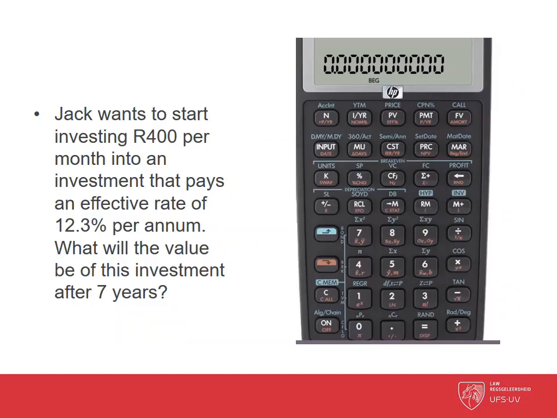Okay, so the last example is the one where Jack wants to start investing 400 Rand per month into an investment that pays an effective rate. And that word effective is very, very important because it tells us what he is really earning per year. Now, you will see that the payments he is going to make are 400 Rand per month, so it's monthly, whereas this is 12.3% per annum, indicating that this is the real rate. Okay, so we want, in actual fact, to get to the nominal rate in this case, because we want to change our calculator to 12 per year, because that's the monthly payments that he makes.